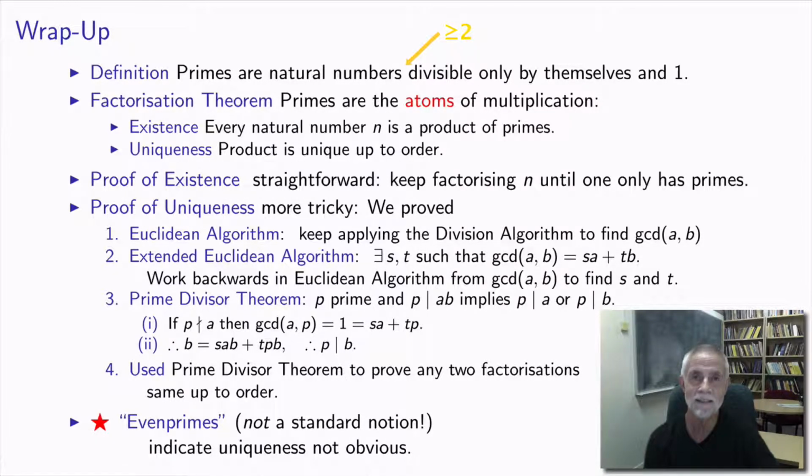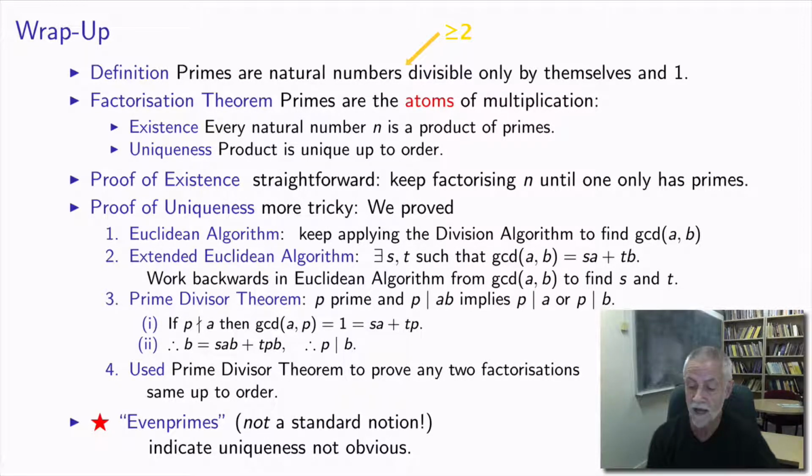We then used the extended Euclidean algorithm to prove the prime divisor theorem, which said that if p is prime and p divides ab, then either p divides a or p divides b, and of course possibly both. The proof is quite interesting.